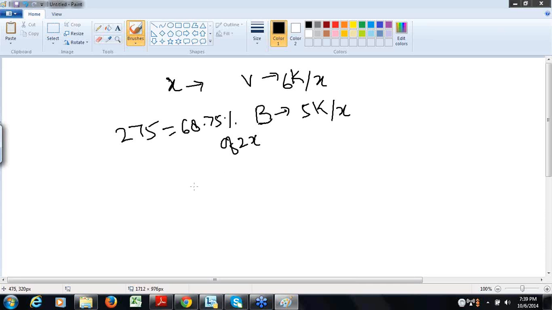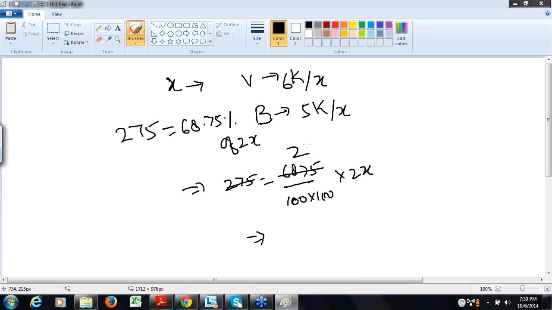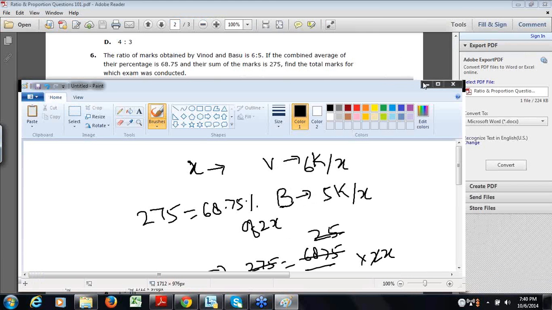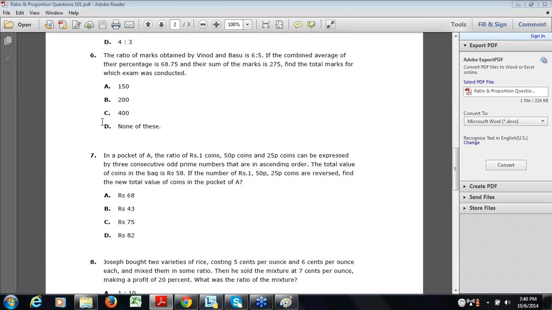275 is 68.75% of 2x, which implies 275 is equal to 6875 upon 100 into 100 into 2x. If you cut, you get 25. So this is 50, this is 4, which implies x is equal to 200. So the maximum marks for which the exam was conducted was 200. We have option B, 200. We'll go ahead and mark option B.